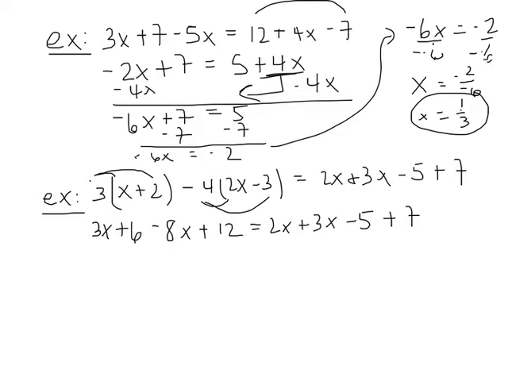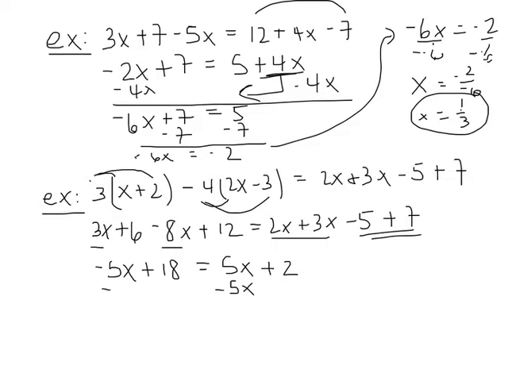So step 3 says combine like terms. Those are like terms, 3x minus 8x, that gives me negative 5x. The 6 and the 12 are like terms, they're both positive, so that gives me 18. On the right side, 2x and the 3x gives me 5x, and negative 5 plus 7 gives me 2. I now need to get all my variable terms on the left. To do that, I'm going to subtract 5x from both sides.